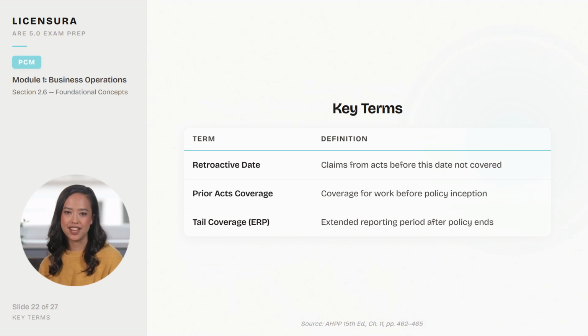There are 3 key terms you should know for the exam. The retroactive date. Claims for work done before this date aren't covered by your current policy. Prior acts coverage. This extends your protection backward to work you did before the current policy started. And tail coverage, also called an extended reporting period. This lets you report claims after your policy ends.